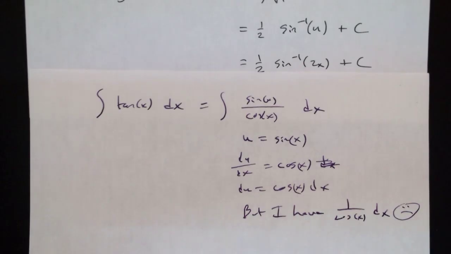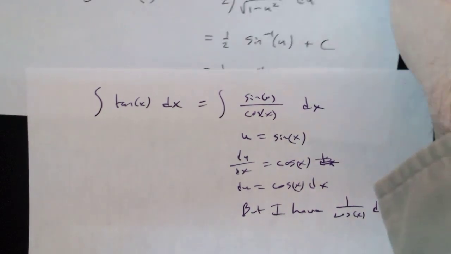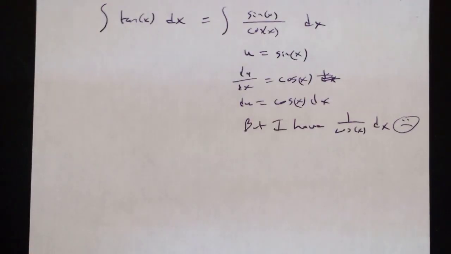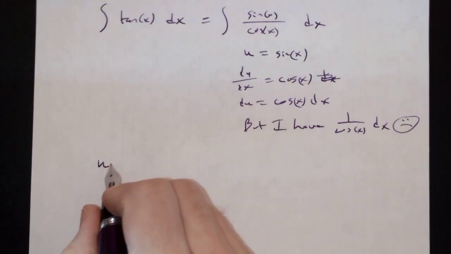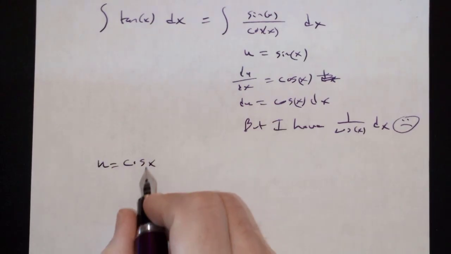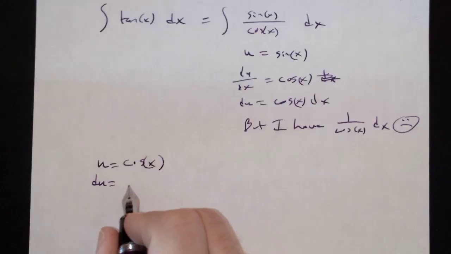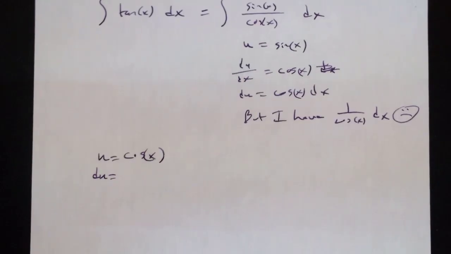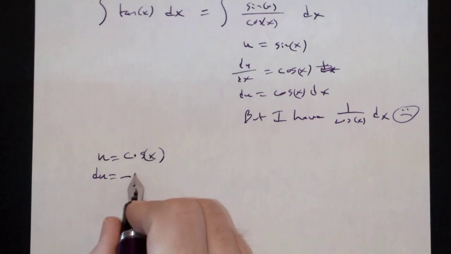If I think of the sine as the u part, the cosine should be with the du. So if I take the sine away, it would be 1 over cosine of x dx. These are not going to match. So let's try it the other way. What if I try u as cosine of x? Then du, derivative of cosine is, don't forget the negative.